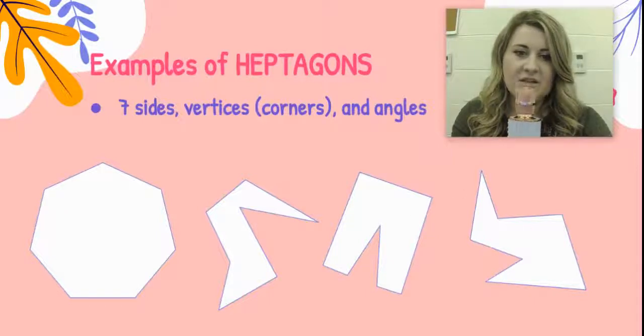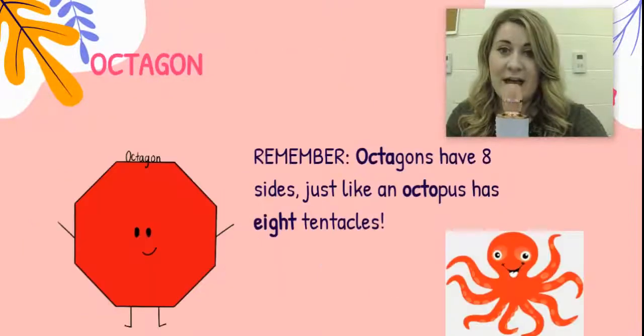Over here, we have this shape that looks like a pair of pants. Let's see if this is a heptagon. 1, 2, count the bottom, 3, 4, count the inside, 5, bottom, 6, side, 7. So all of these are heptagons.